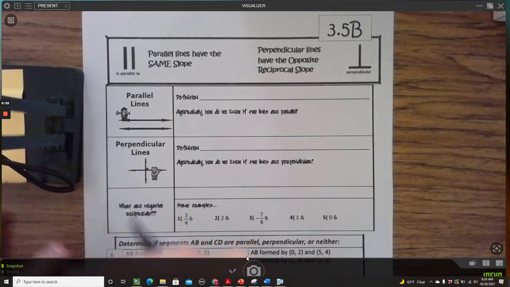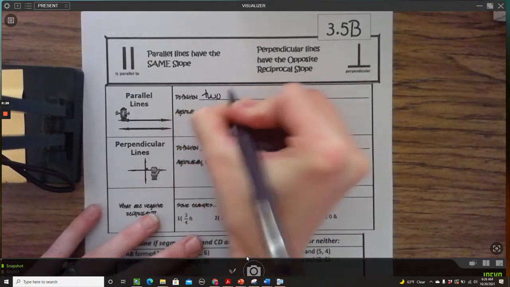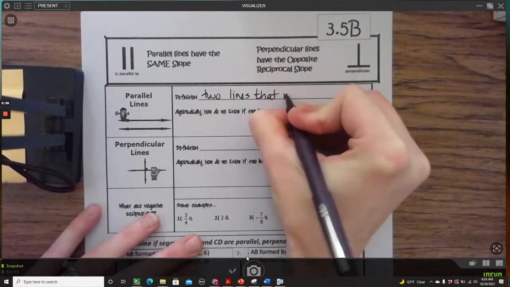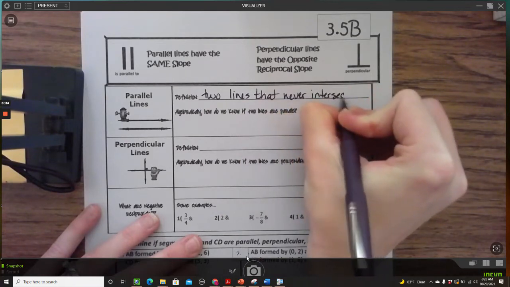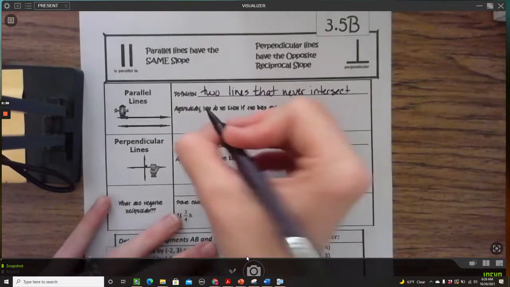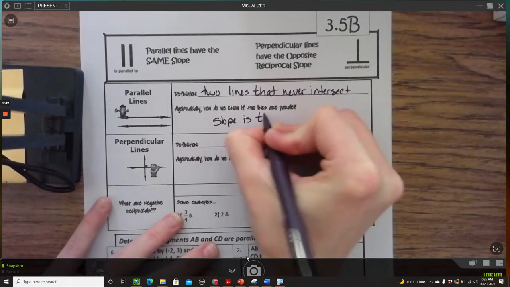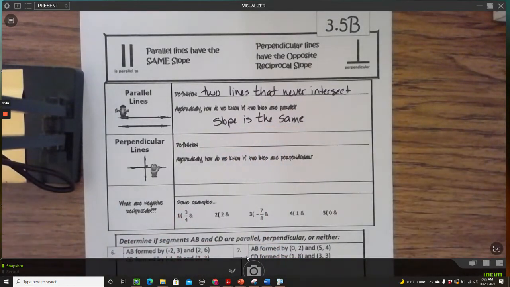So first off, parallel lines. Parallel lines are two lines that never intersect. They're never going to cross. And so algebraically, how do we know that two lines are parallel? The slope is the same, and the exact same. So 2 and negative 2 are different. Those are not the same slope. So they would have to both be a positive 2.